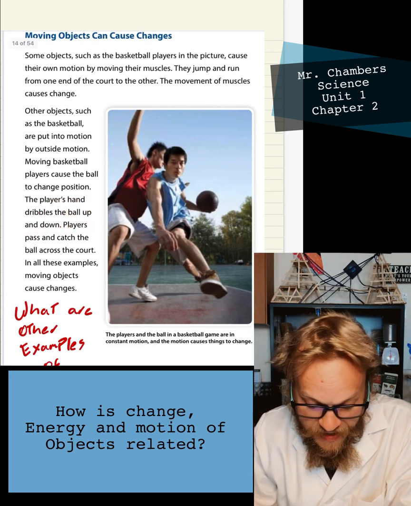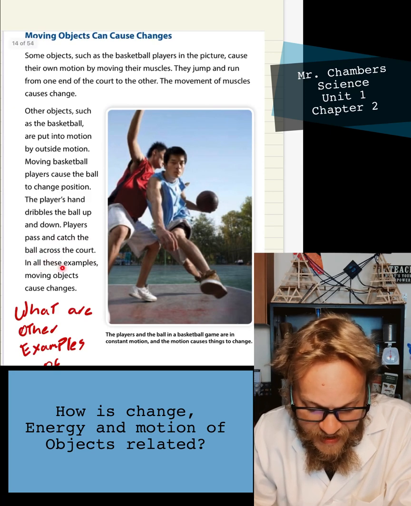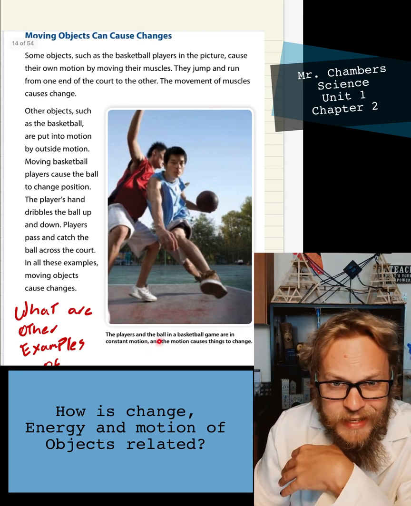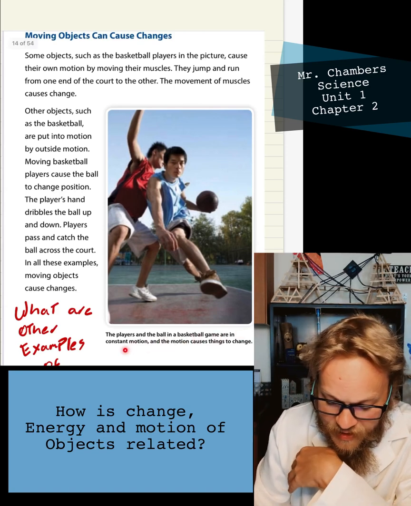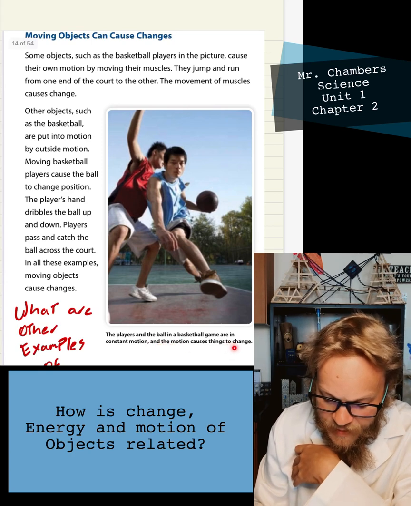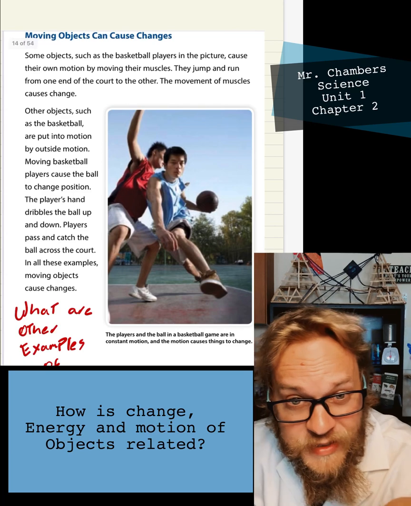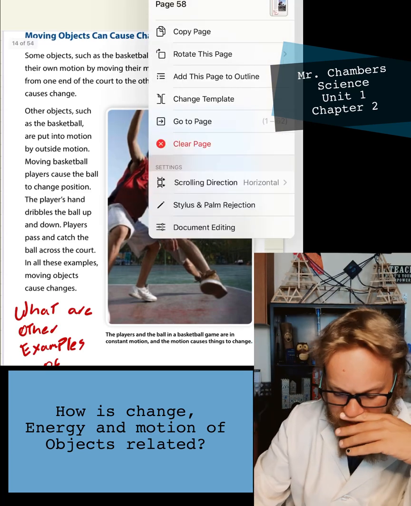The player's hand dribbles the ball up and down. Players pass and catch the ball across the court. In all of these examples, moving objects are causing change. Here in the picture, the players and the ball in a basketball game are in constant motion, and the motion causes things to change.